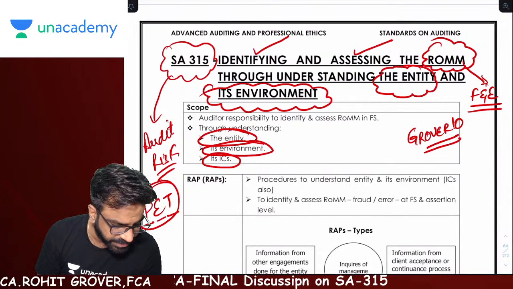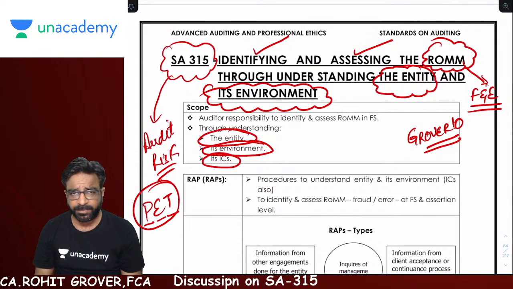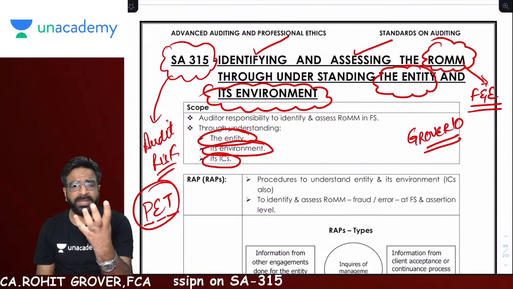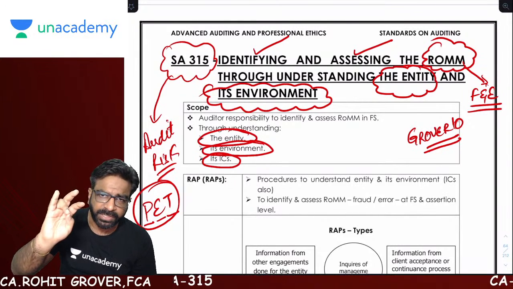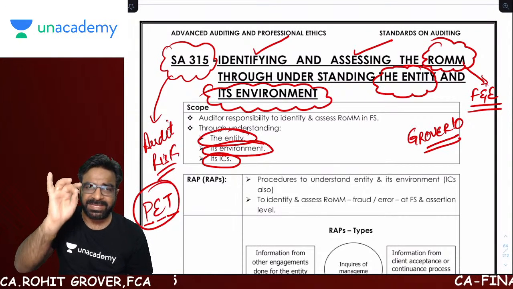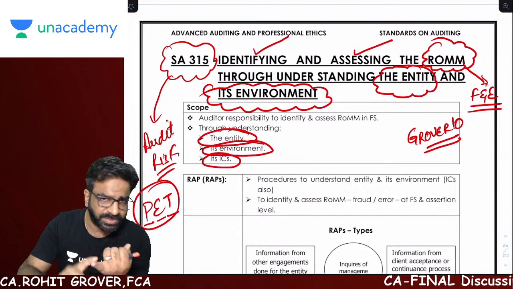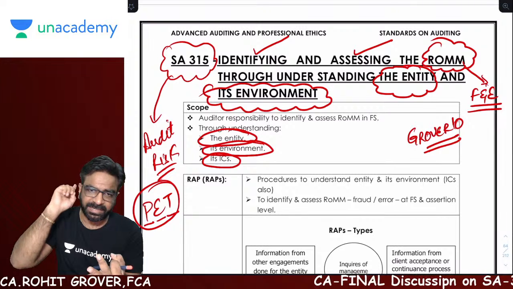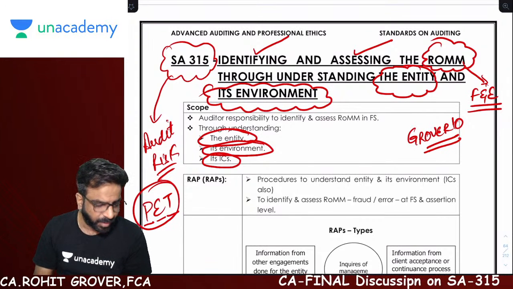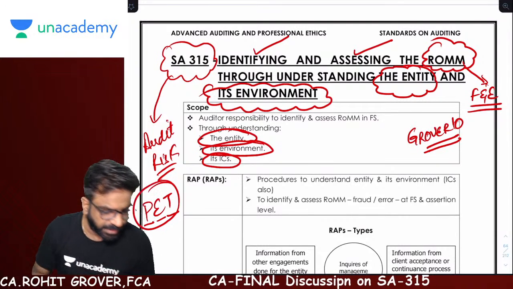I hope everyone is crystal clear. Did you understand the point? This is the basic meaning of SA-315. SA-315 says that the auditor should identify and assess the risk of material misstatements by understanding the internal control systems of the entity, by understanding the entity itself, and by understanding the environment in which the entity operates. Everyone write yes if you all understood the concept which I am telling you.